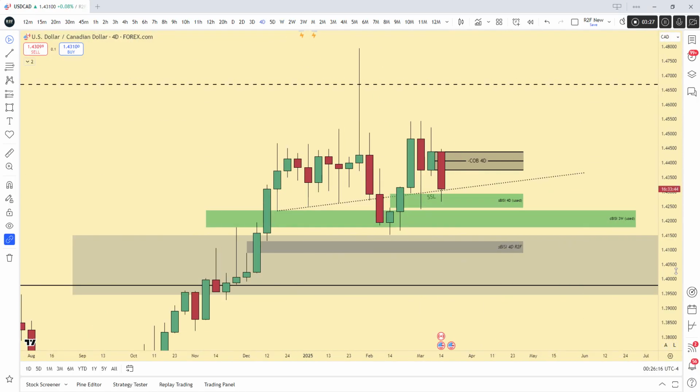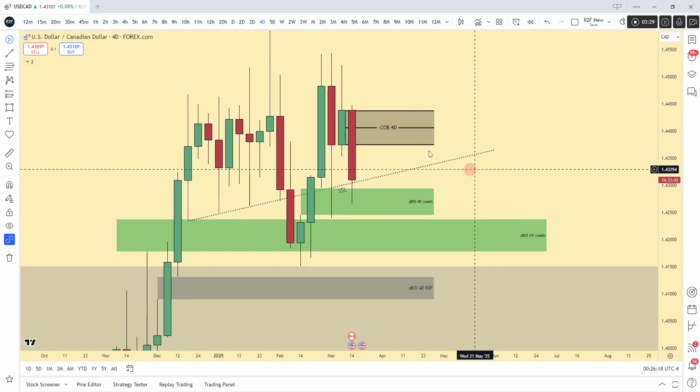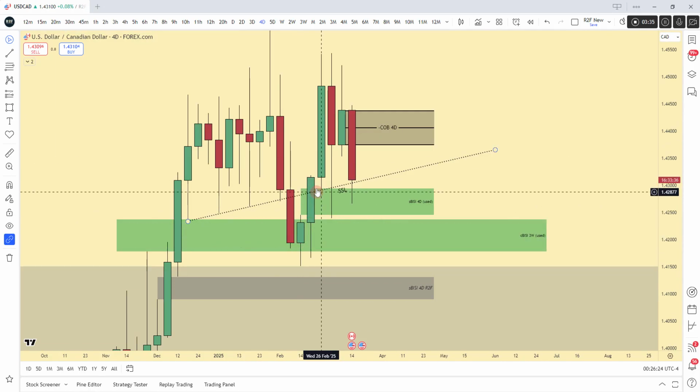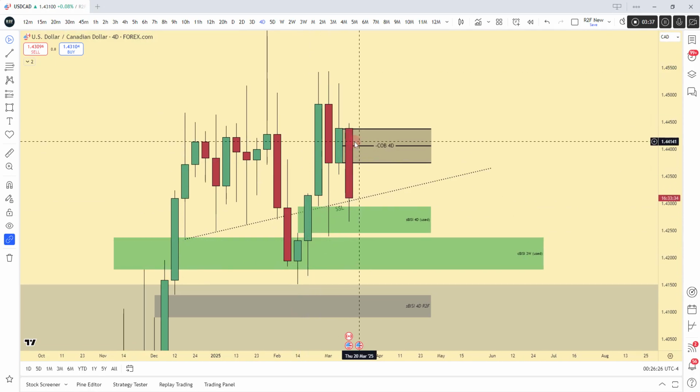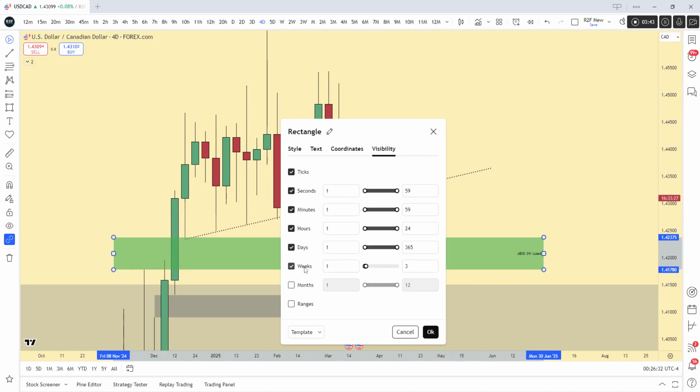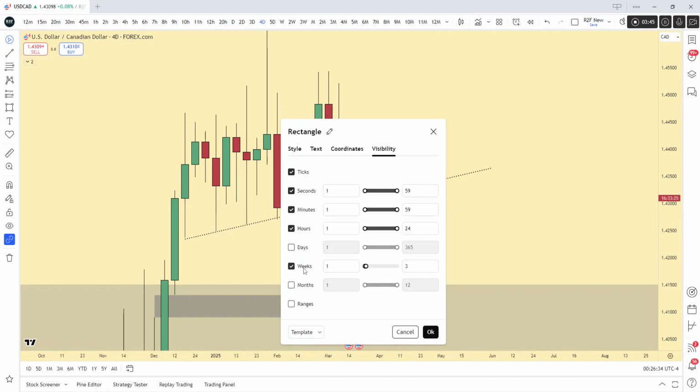So we've had this trend line here, and that's why price came down. And then it expanded up. It looks like now it's support again, and now it's coming back down. So we had a 4-day here. I'm just going to hide this so we're not confused.